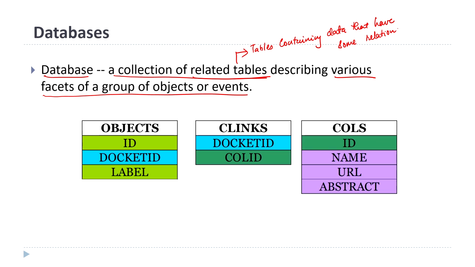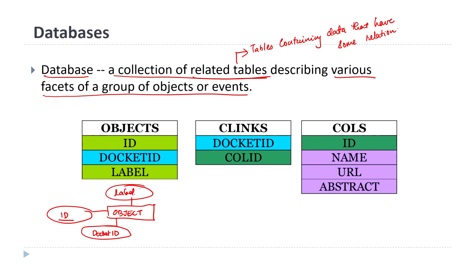So, here is an example. You have an object, this is one database, an object table, which has 3 attributes. You can draw this like this: object entity, you have ID, docket ID, and label. So, this entity object gets translated to a table, right.